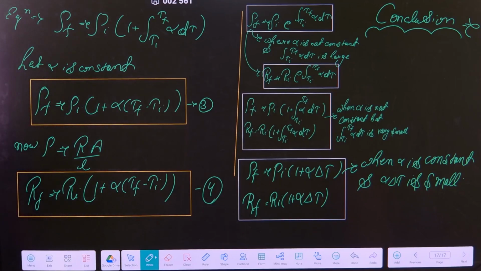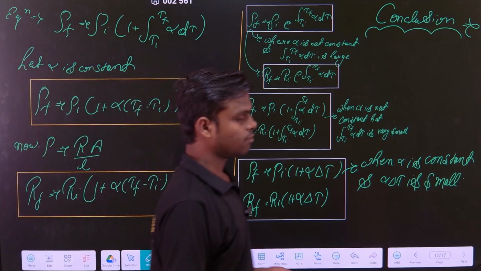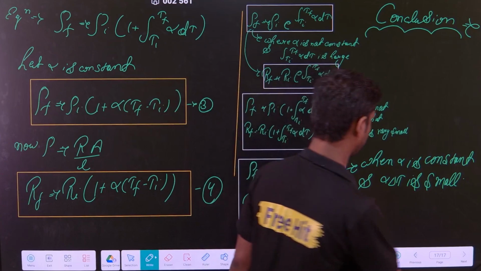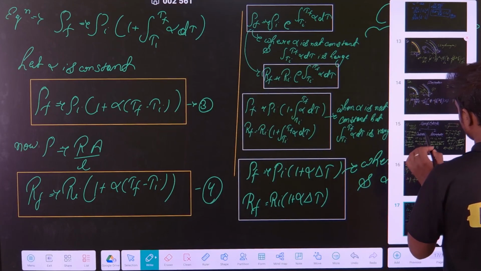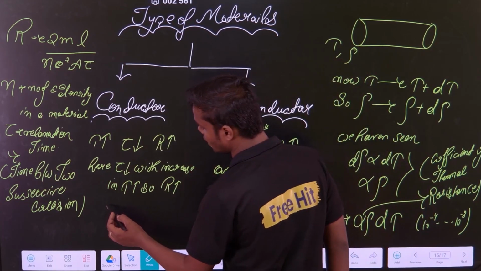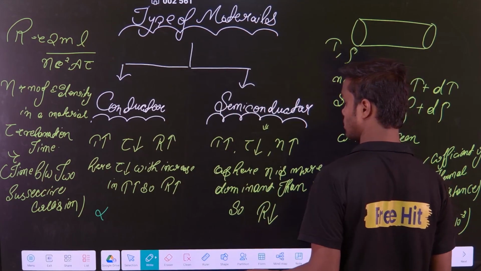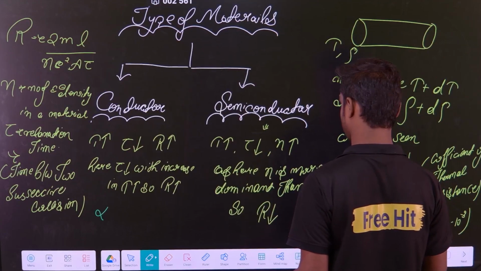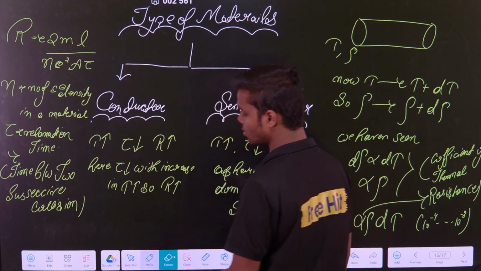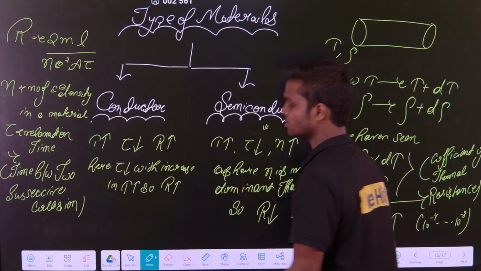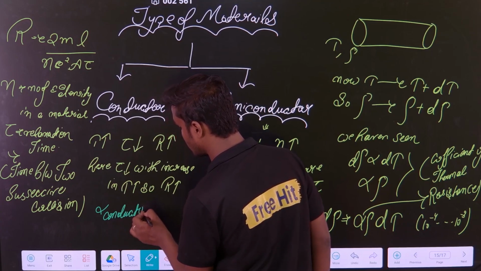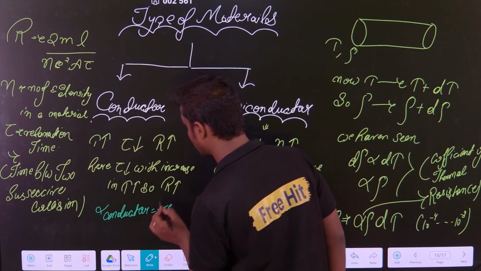So basically if you talk about the conductors, we have seen that with increase in temperature, the resistance is going to increase. So can I ask you, for conductors, what is going to be the alpha? You know that alpha is the coefficient of thermal resistance. Alpha for conductors is going to be a positive quantity.